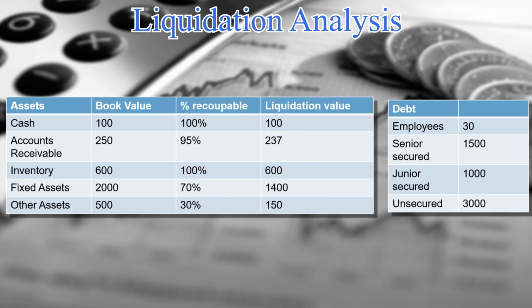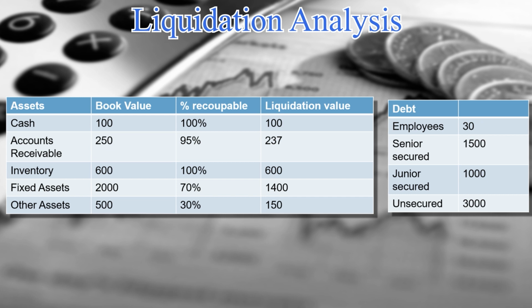So it has, say, $100 of cash. You believe cash is cash, it's 100% recoverable, so the liquidation value is going to be 100. It has accounts receivable of 250. You believe that at least 95% of those accounts receivable is going to be recoverable, so you multiply 250 by 95% and you get 237. Inventory: remember that the inventory is stated at cost. It is not a selling price. The selling price is going to be higher, so you believe that even if you sell the inventory at cost with significant discounts, you're going to be able to recover 100% of this inventory.